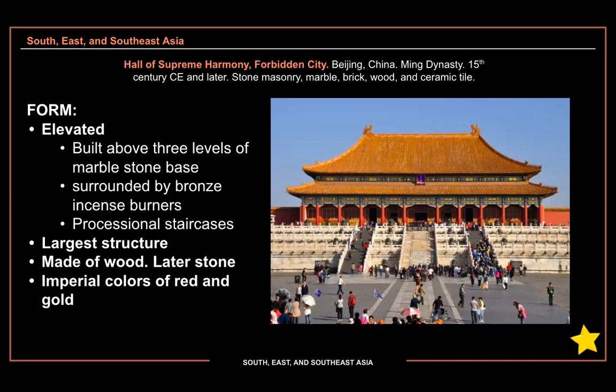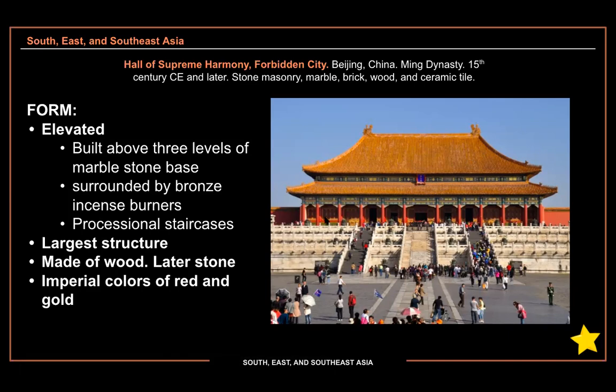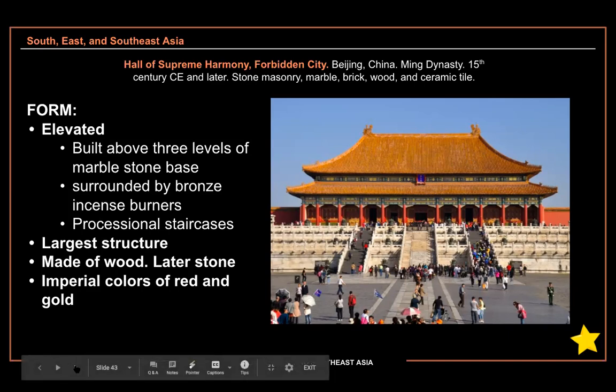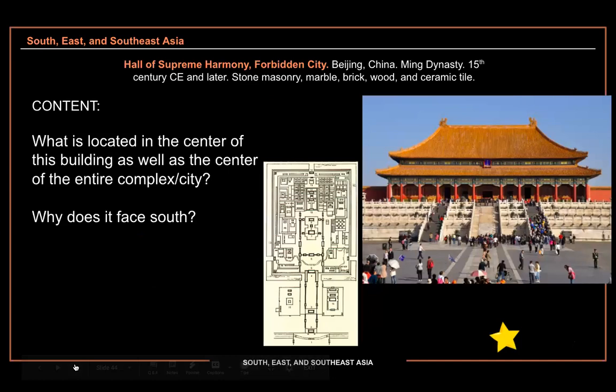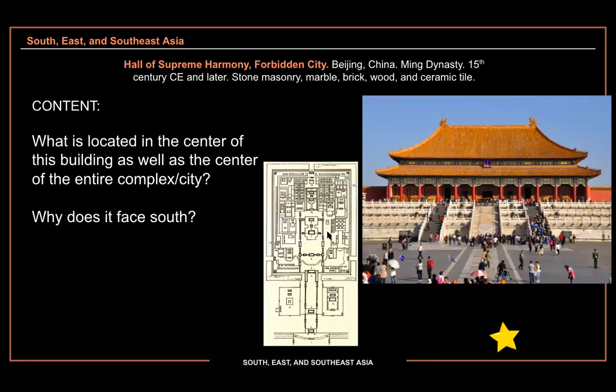We can't really see it very much, but it has 3 layers to it. So I think this is the first layer, the second layer, the third layer, and it has incense burners, but I can't see those up close. So notice that it is in the very center. So it's right here, right? It's right here, and it faces south. This is a really important concept. Any idea why this faces south?